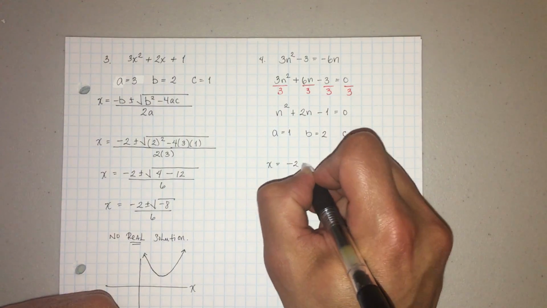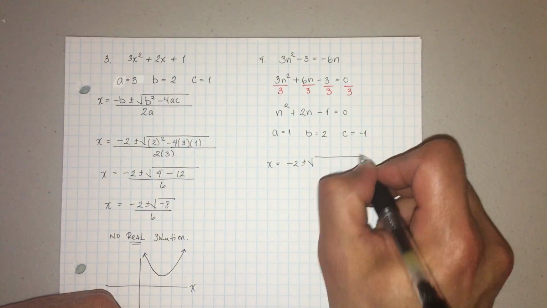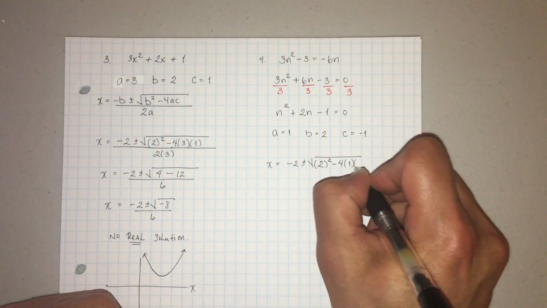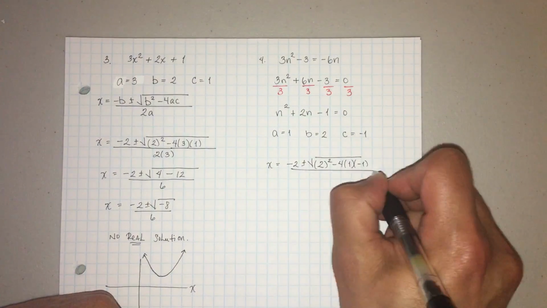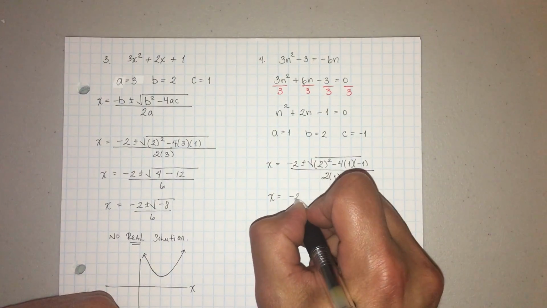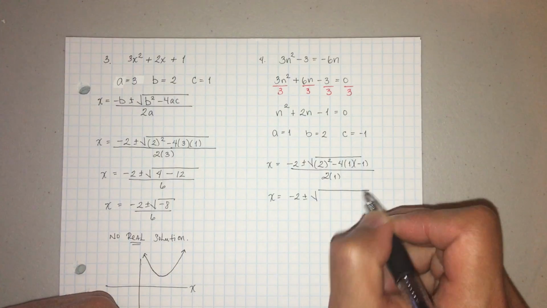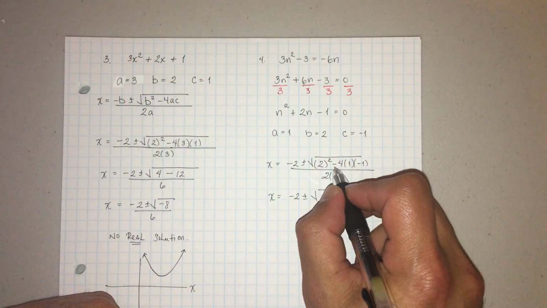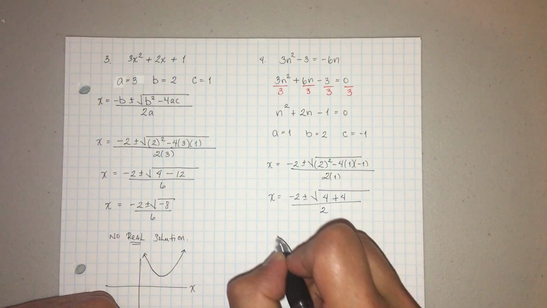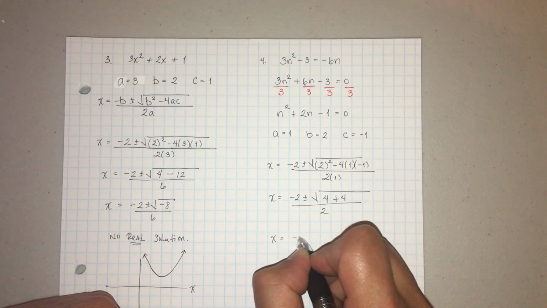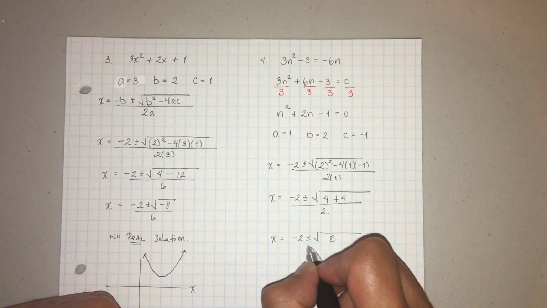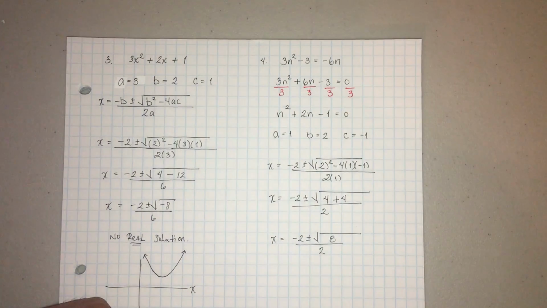-b, plus or minus, square root of b squared, minus 4, where a is 1 and c is -1. Then 2 times a, 2 times 1. So now I have -2 plus or minus. Okay. 2 squared is 4, negative times negative is a positive, and then you get that. So now you have -2 plus or minus square root. 4 plus 4 is 8. All right, I can take the square root of an 8.